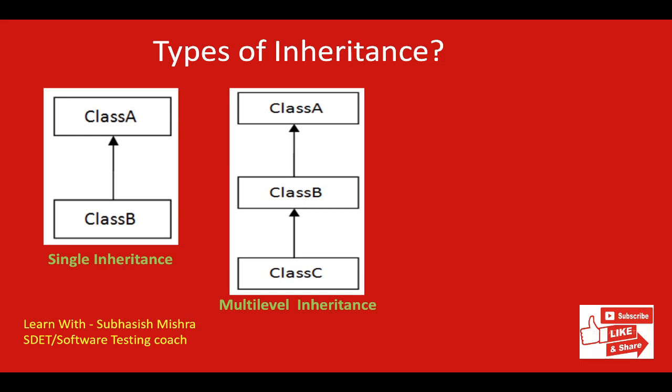When a class extends a class which extends another class, then this is called multi-level inheritance. For example, class C extends class B and class B extends class A, then this type of inheritance is known as multi-level inheritance. You are seeing that in this diagram, right? It's pretty clear with the diagram.